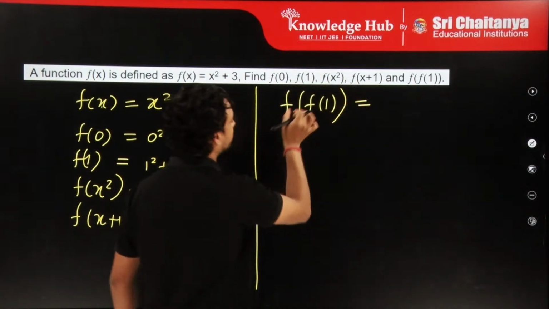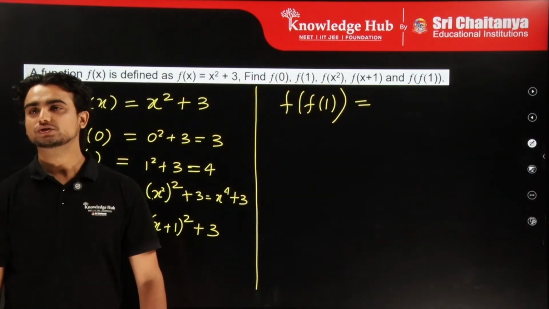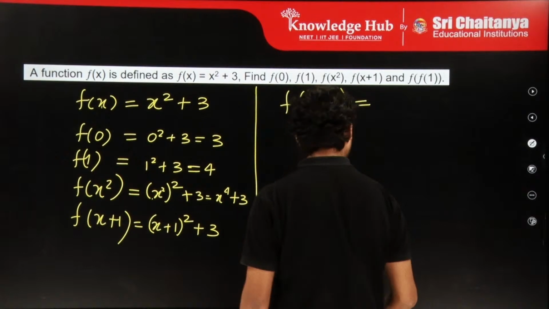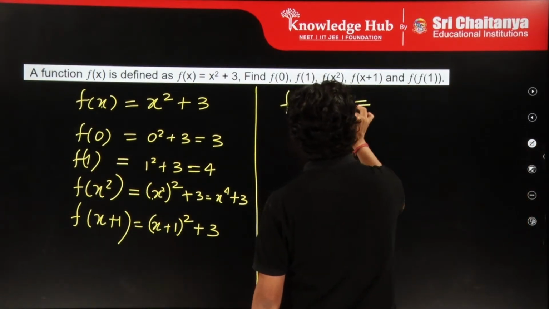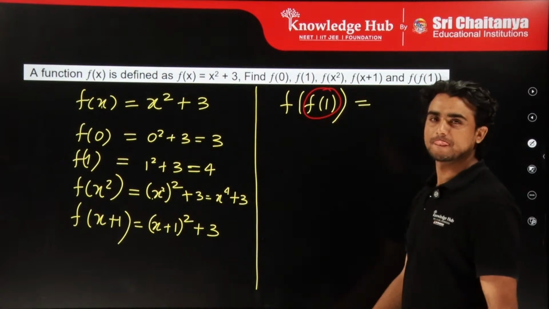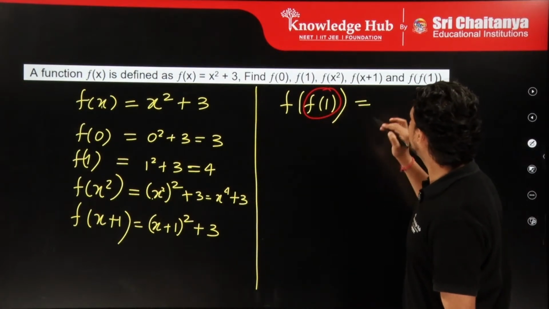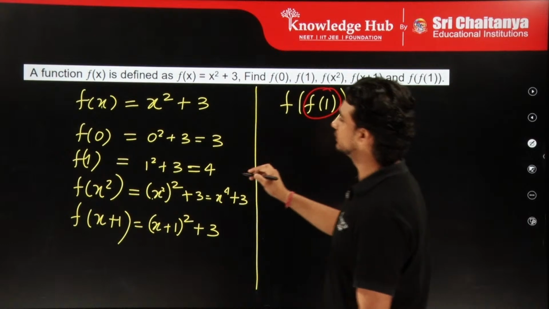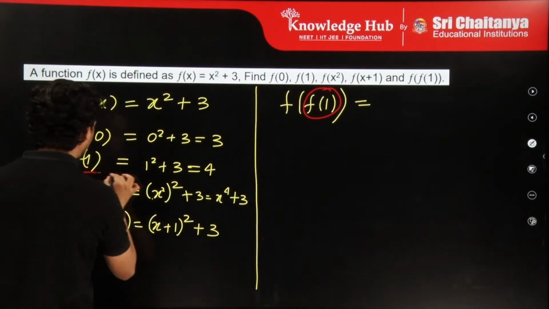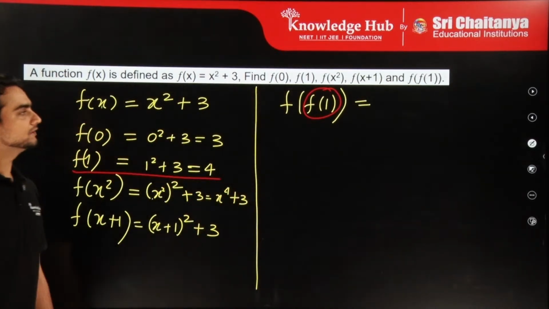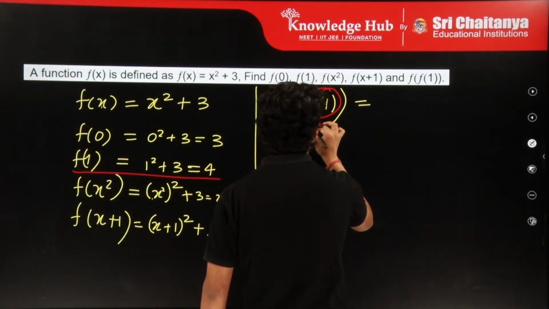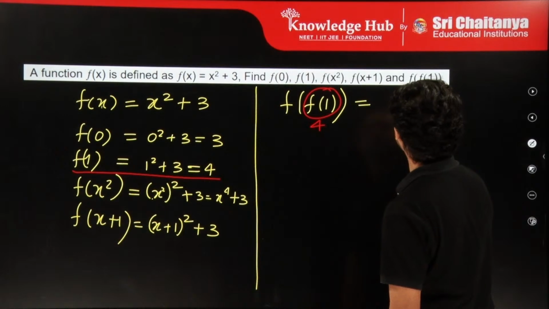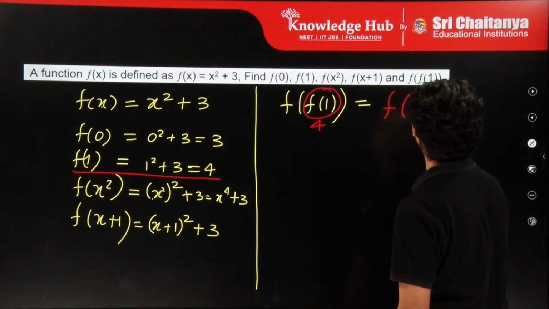So this is basically function of a function. So now can I say first I should calculate this, right? So let's calculate f of 1. See, f of 1 you have already calculated here, that is 4. So can I say this value is 4? So basically this is f of 4.